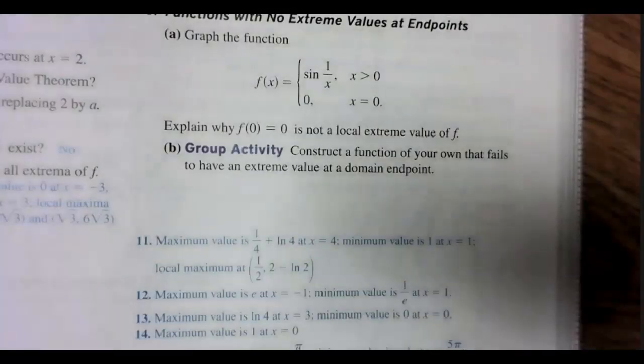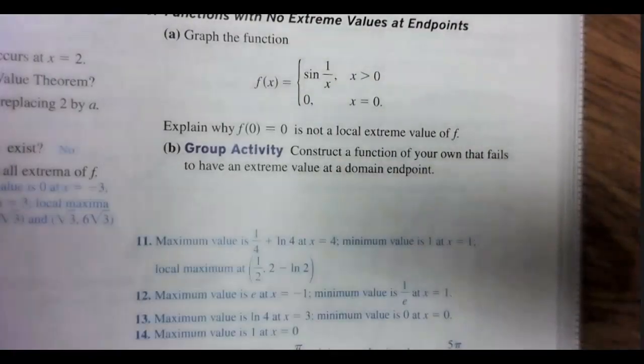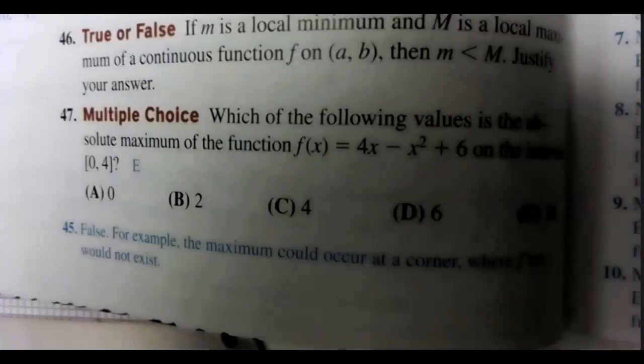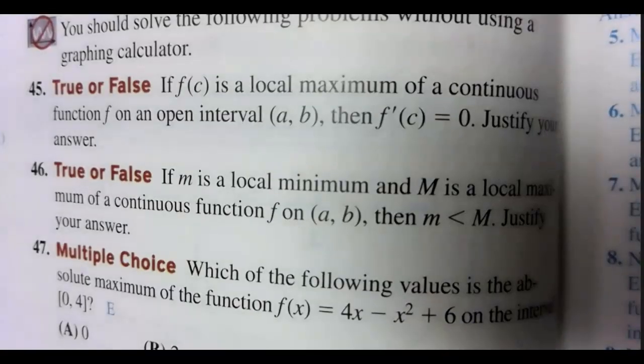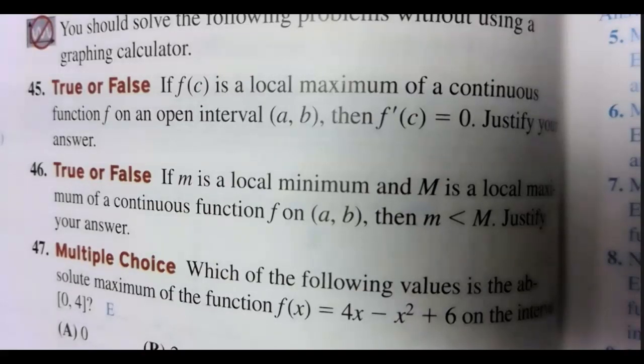And then the last couple questions I gave you were the true-false multiple choice standardized test question review. So 45 is false. A local maximum of a continuous function on an open interval is not guaranteed to be f prime of c equals 0.